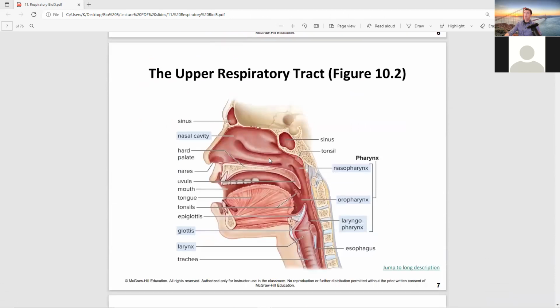So here's an image of the upper respiratory tract. We have the nasal cavity. Then we have the pharynx, which is composed of the nasopharynx, the oropharynx, and the laryngopharynx. Then we have the glottis and the larynx down here.